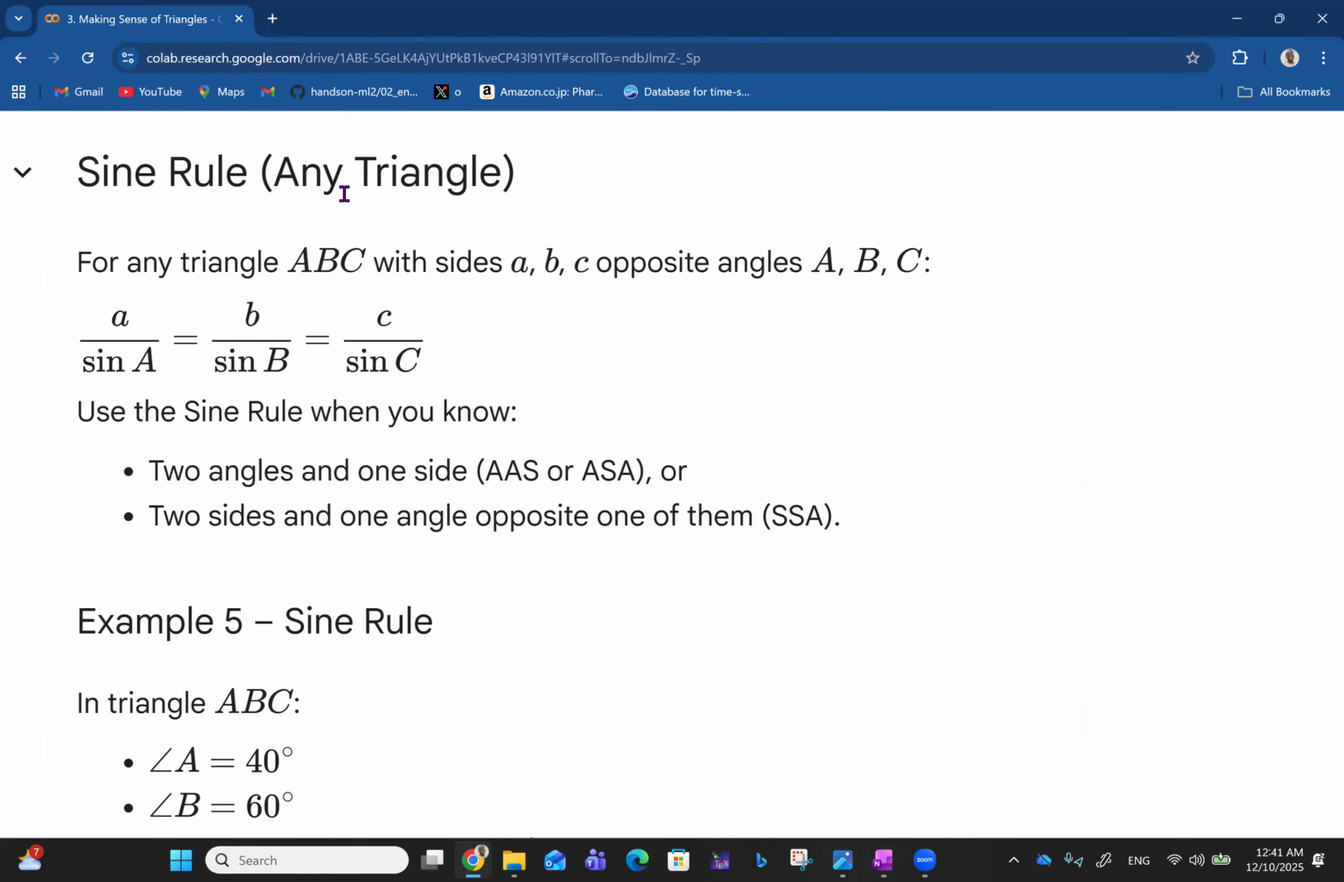So now we talk about sine rule, which applies to any triangle, but of course, any triangle with some specific conditions as we're going to see. So for any triangle ABC with sides a, b, and c opposite angles A, B, and C, a over sine A is equal to b over sine B is equal to c over sine C. And we use this sine rule when you know two angles and one side. So if you know any two angles and one side, you can use the sine rule. Then another case where you use it is when you know two sides and one angle opposite one of them, right?